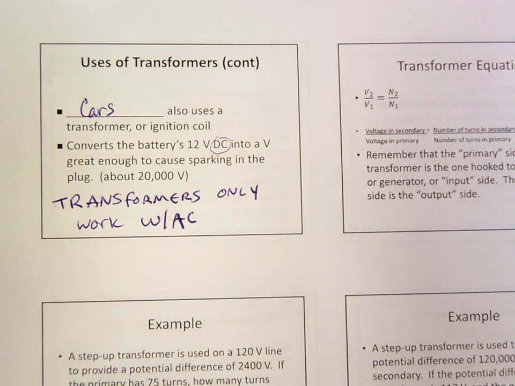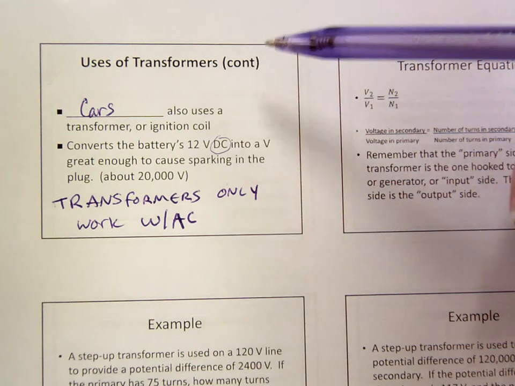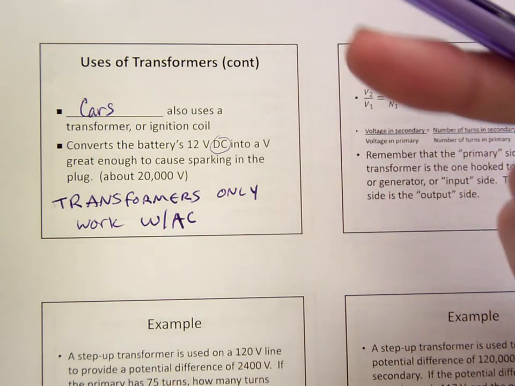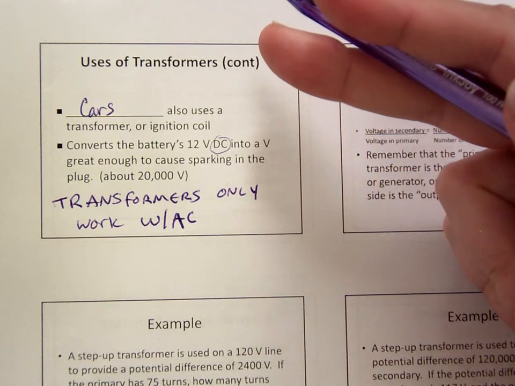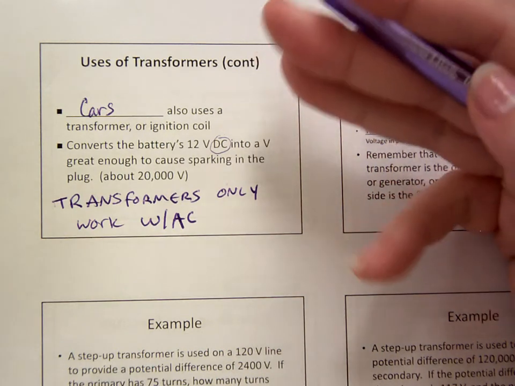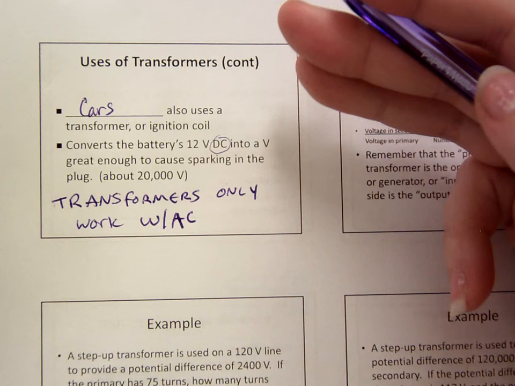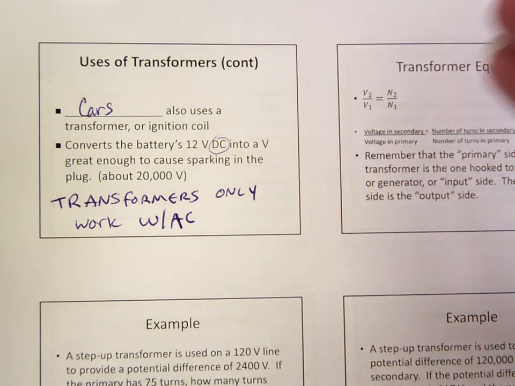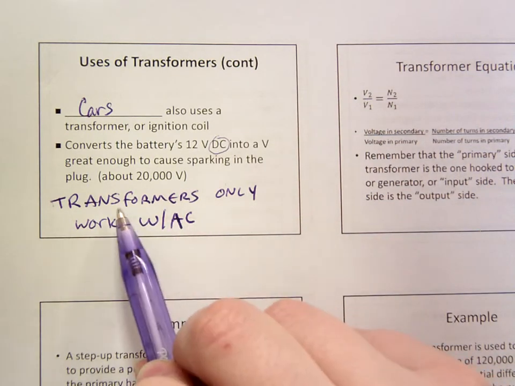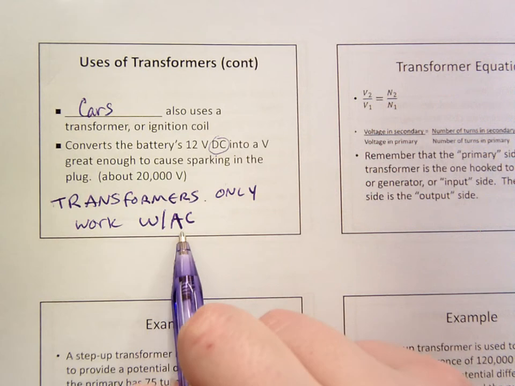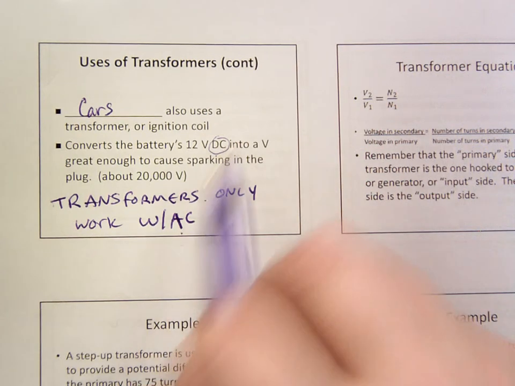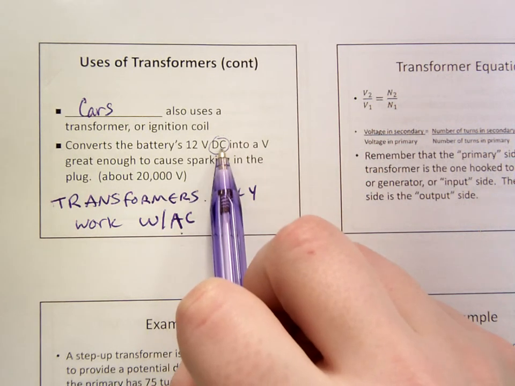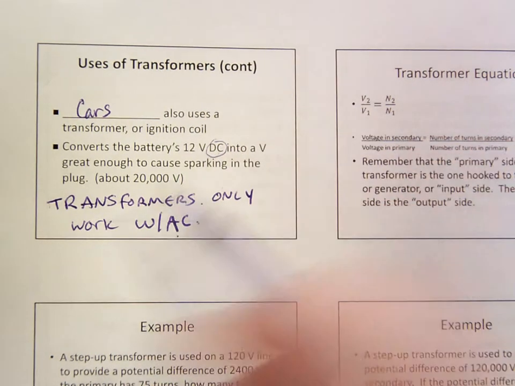When we talked about ways you can induce current, we said that you can move a conductor in and out of a magnetic field, you can rotate a conductor within a magnetic field, or you can change the magnetic field, and you can induce current. So the only way we can get a changing magnetic field is with a changing current. Direct current doesn't change, it's one direction only. So it has to be alternating current for transformers to work.